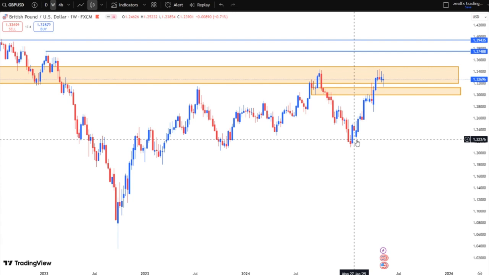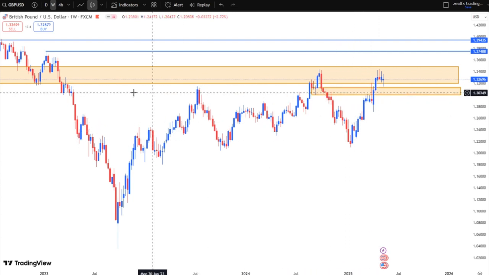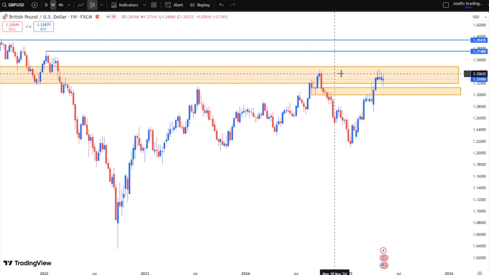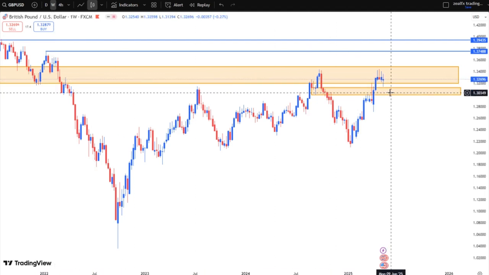So let's get started with the Forex analysis. GBPUSD on the weekly chart closed on a resistance level. So long as we have price on this resistance level, we still expect price to move to this next support level.